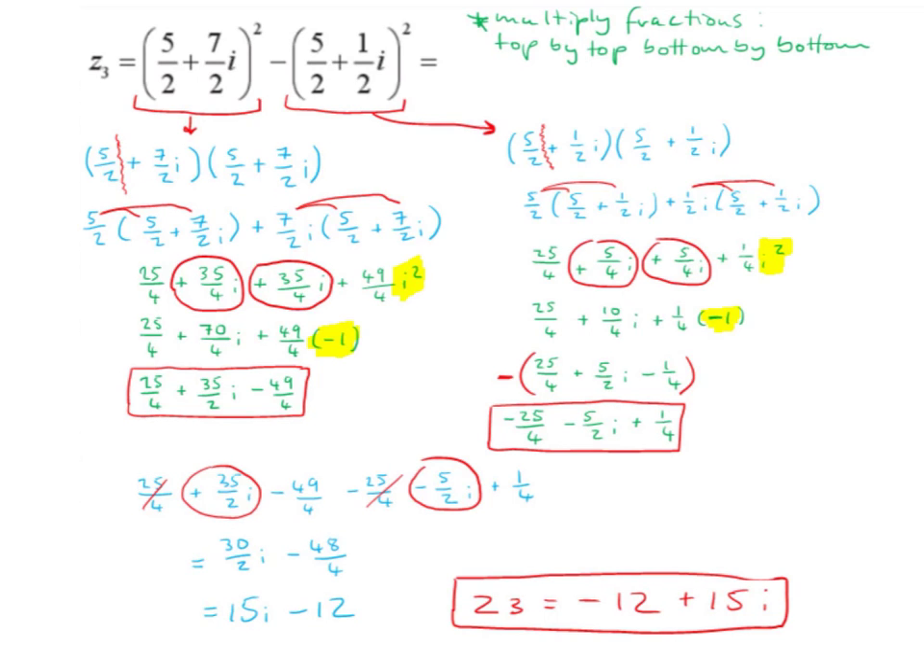Also, I could have simplified these a little bit more before I brought them down here. I could have put the 25 over 4 and the minus 49 over 4 together, and I could have put the minus 25 over 4 and the 1/4 together as well. So either way will work out.